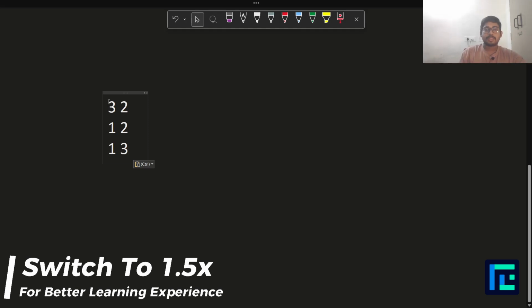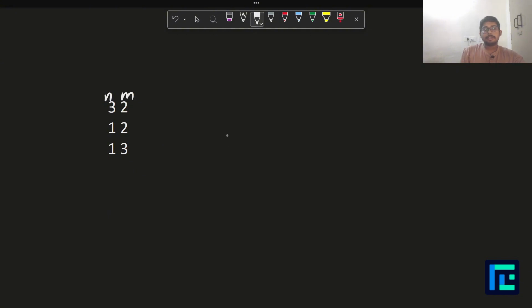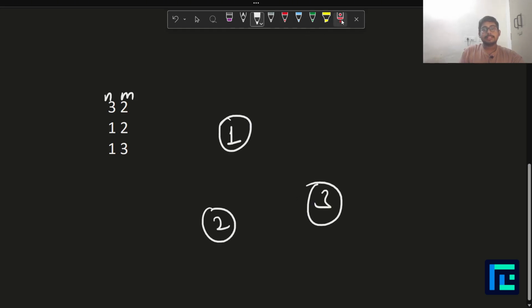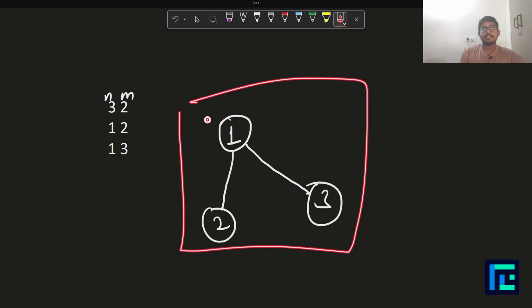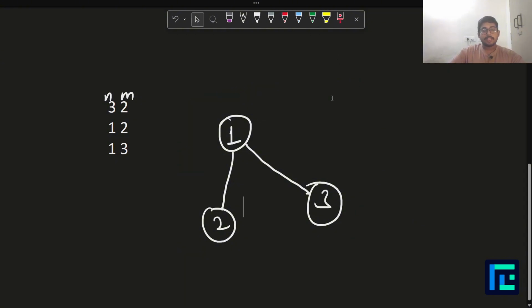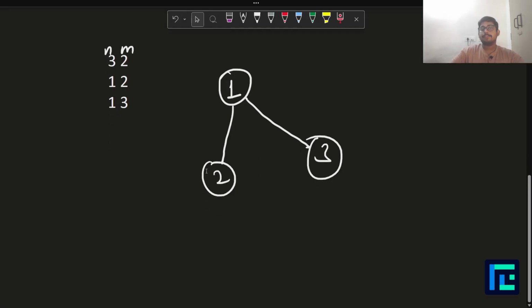So you are given this graph where this is n, this is m. Your n is equal to 3, which means the graph has three nodes, 1, 2, and 3. And these are the edges: from 1 to 2 there is a bidirectional edge, and from 1 to 3 there is a bidirectional edge. So this is the graph given to us. It is always a connected bidirectional graph. Now for this graph you need to find the lexicographically smallest sequence you can obtain by wandering.